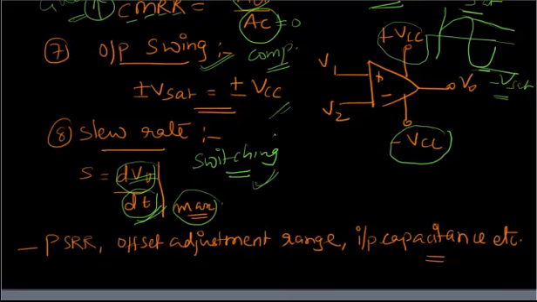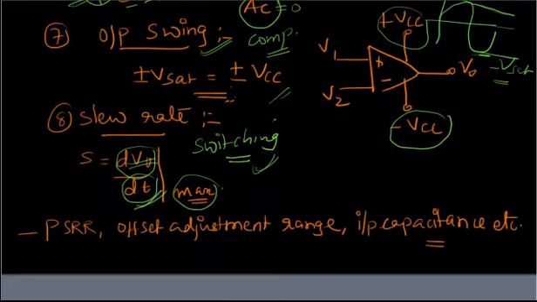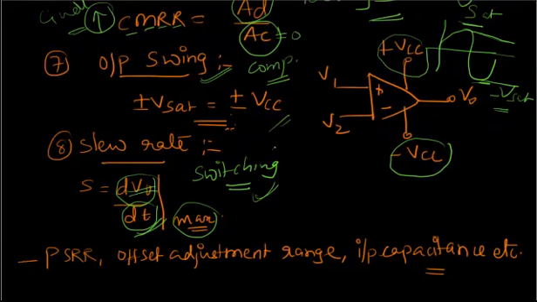So these are the few main characteristics of the operational amplifier, but apart from these there are a few characteristics like power supply rejection ratio, offset adjustment range, input capacitance, etc., which we don't have to discuss as they are not so important.